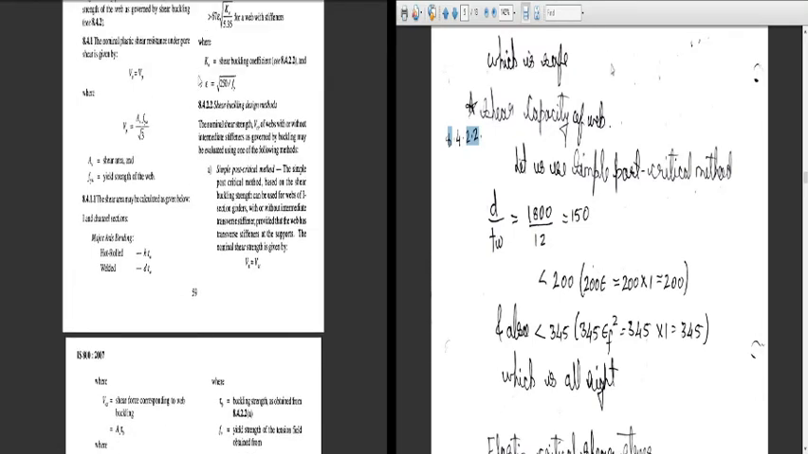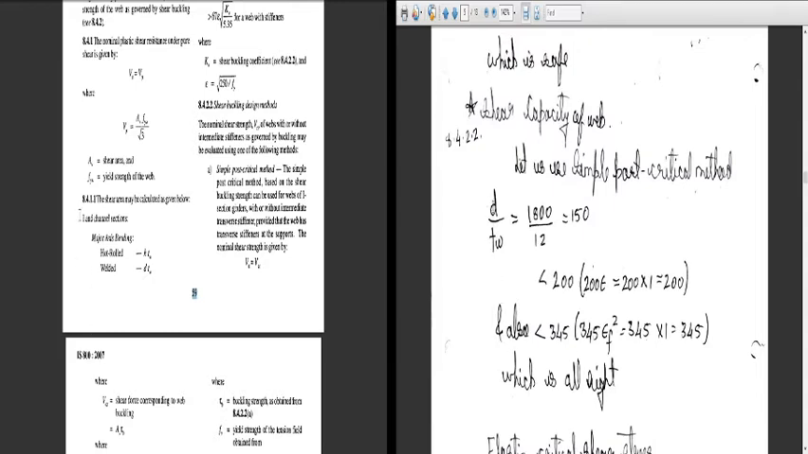Now this is what IS 800 says. This is on page number 60, where you get the formula, and the clause number is on page number 59, 8.4.2.2. Now let us see our numerical. In this, we don't have any intermediate stiffeners, so we will go with the simple post critical method. So here I have written, let us use the simple post critical method.